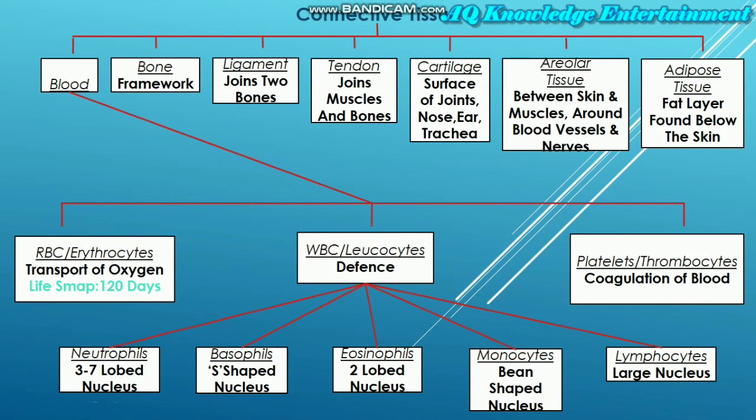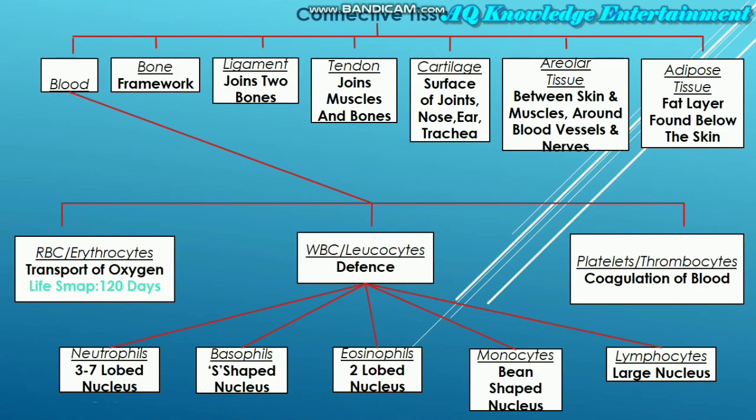Now the connective tissue is the tissue which has the maximum types in it. Till now every tissue, including the plant tissues, had maybe 2 or 3 types at most, but connective tissue has 7 types. What are those? They are blood, bone, ligament, tendon, cartilage, areolar tissue, and adipose tissue.